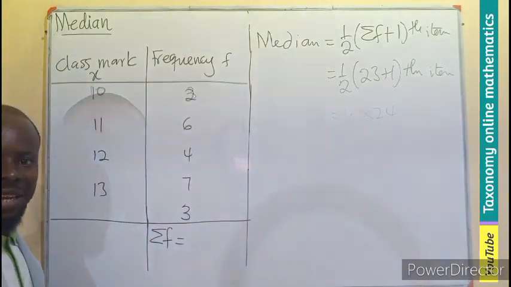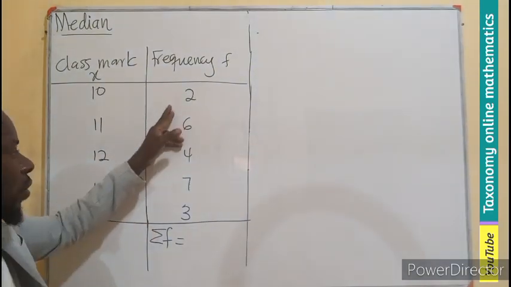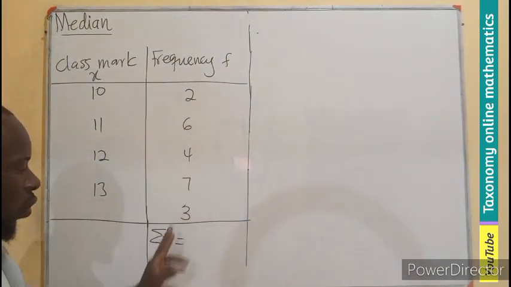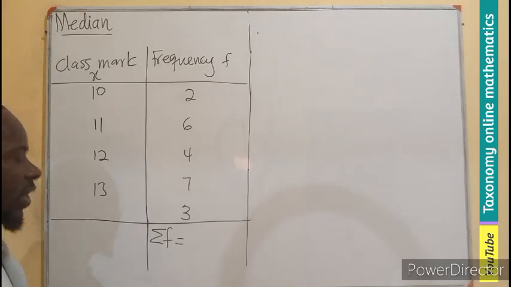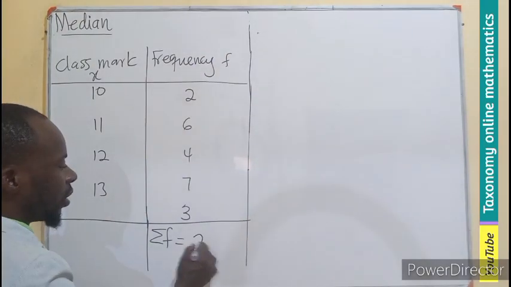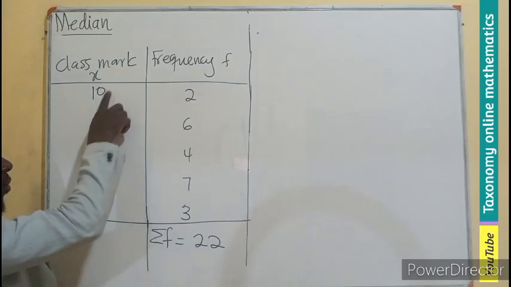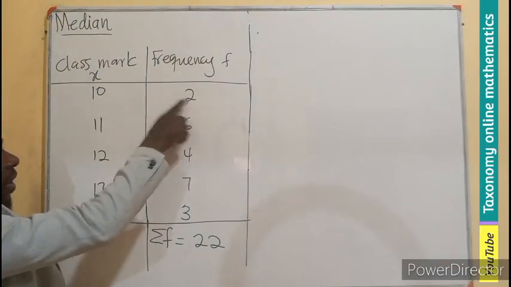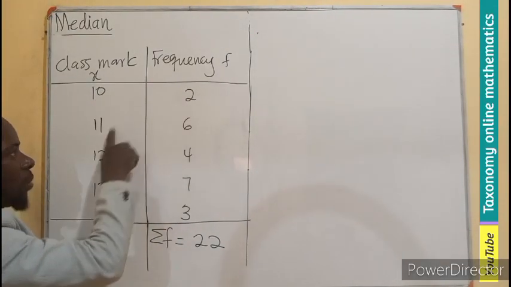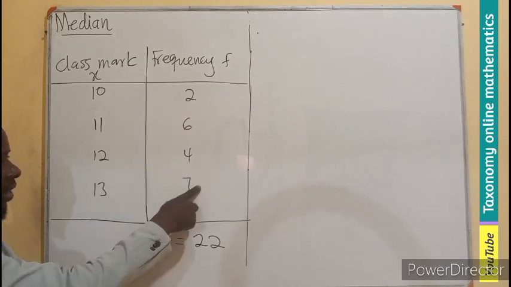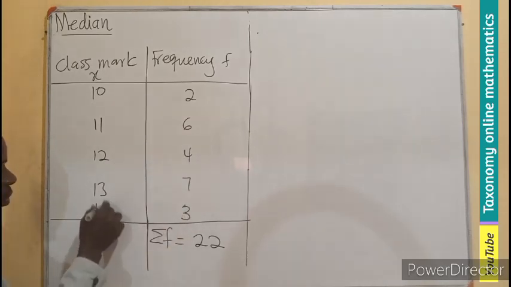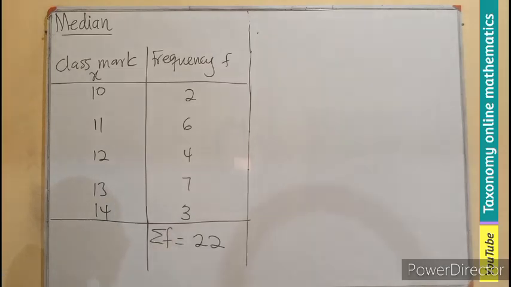All right, let's take the instance whereby we are going to solve and get our total frequency, which is going to be 22. The data is from 10 to 13. The 10 is appearing 2 times, 6, 4, 7 times, and this is going to be the 14, appearing 3 times.